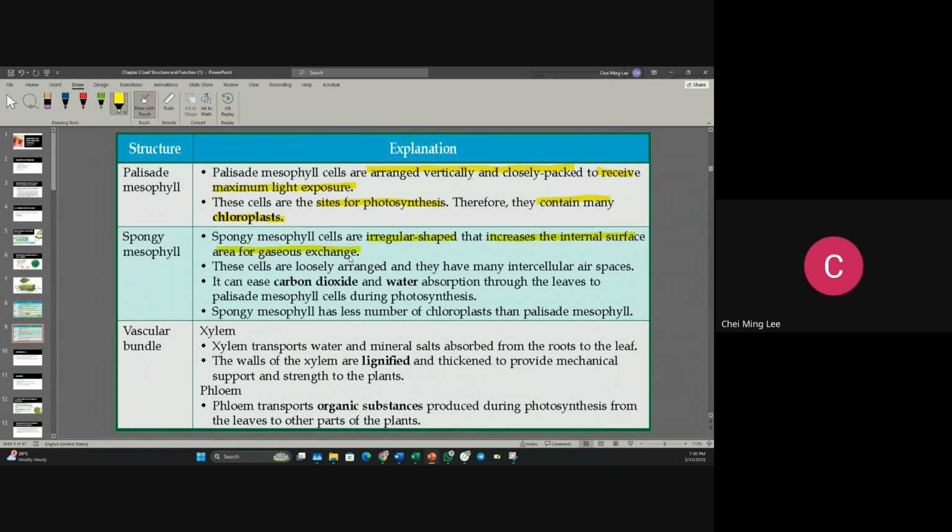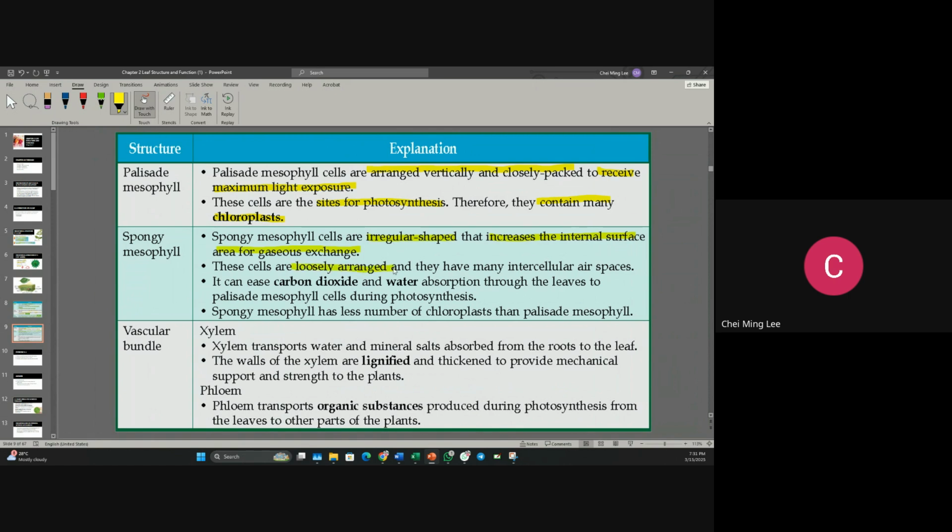The cell structure is almost similar for palisade mesophyll and spongy mesophyll because both of them are mesophyll cells. But palisade mesophyll cells are rectangular, arranged vertically, and have lots of chloroplasts. Spongy mesophyll cells are irregular in shape and loosely arranged, because their focus is gaseous exchange. The chloroplast content is there, but lesser.